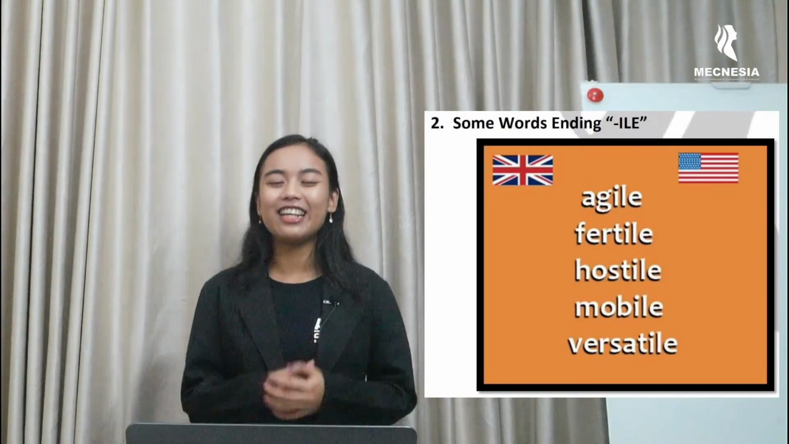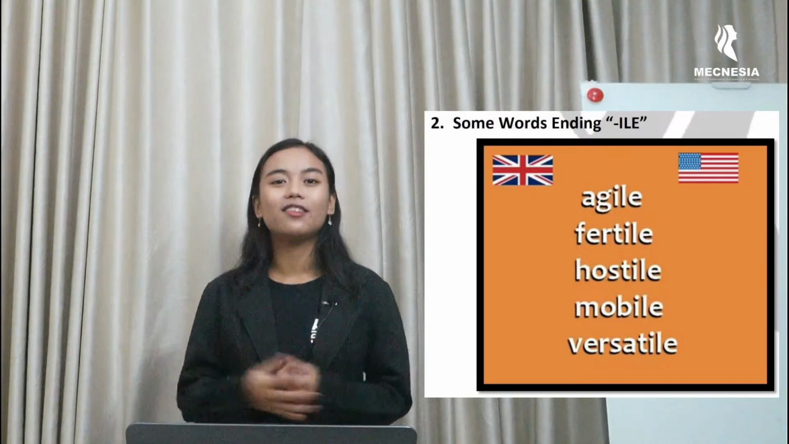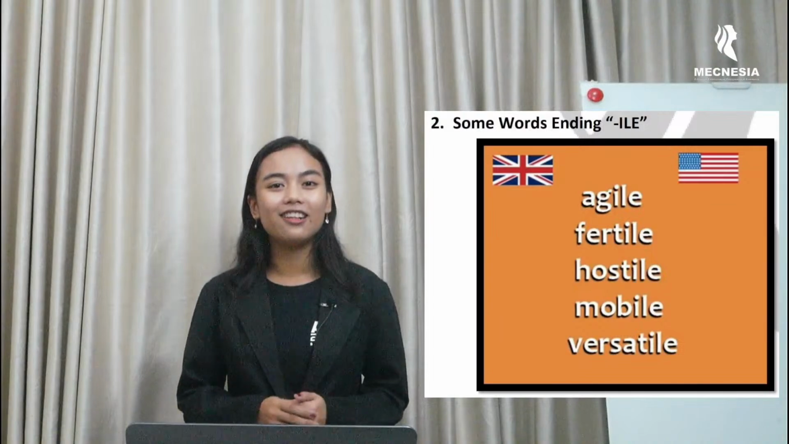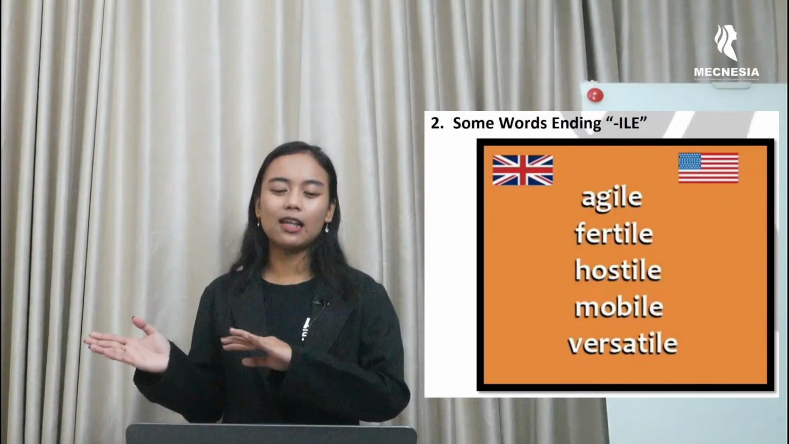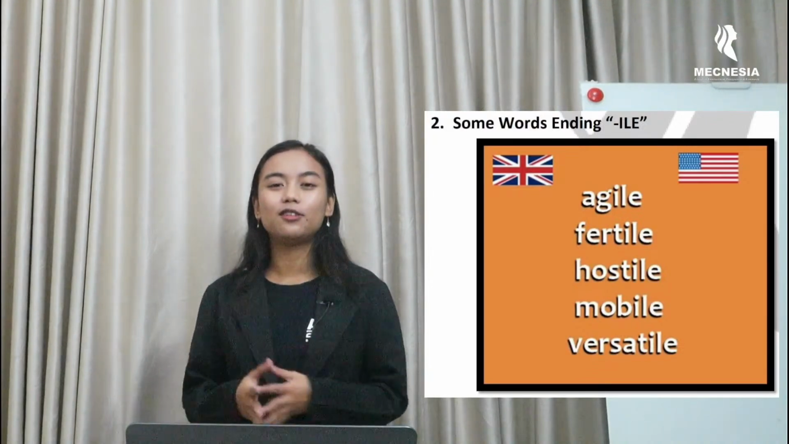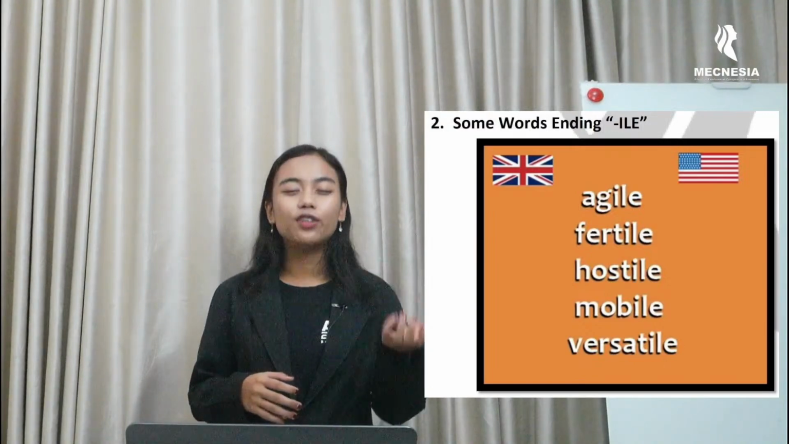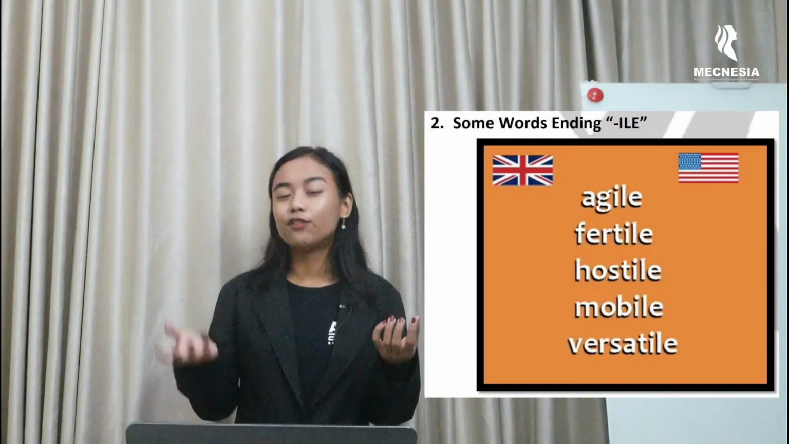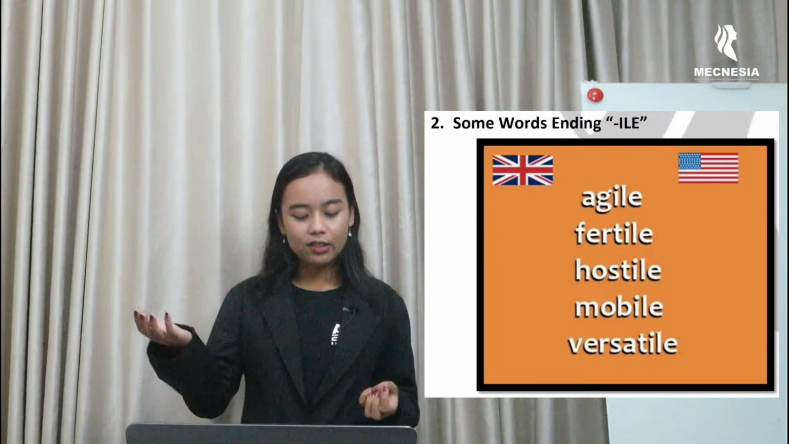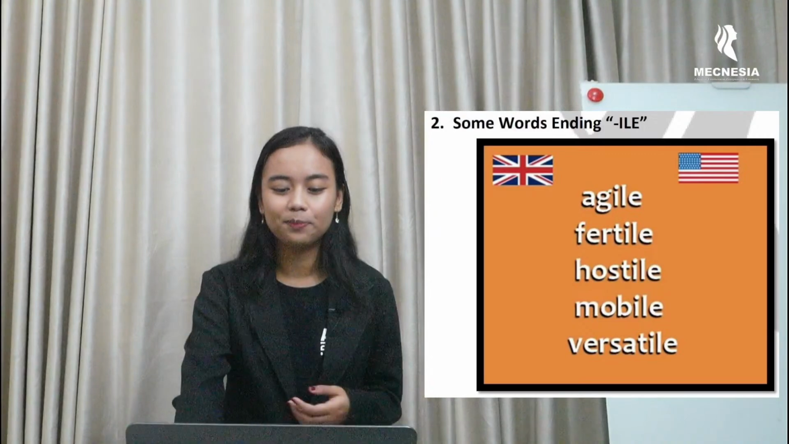Versatile. Let's say it with me. That's in British accent. Jadi itu di aksen orang-orang Inggris. Sedangkan di American accent, we say it versatile. Let's say it with me. Versatile means cakap atau ahli, cakap.